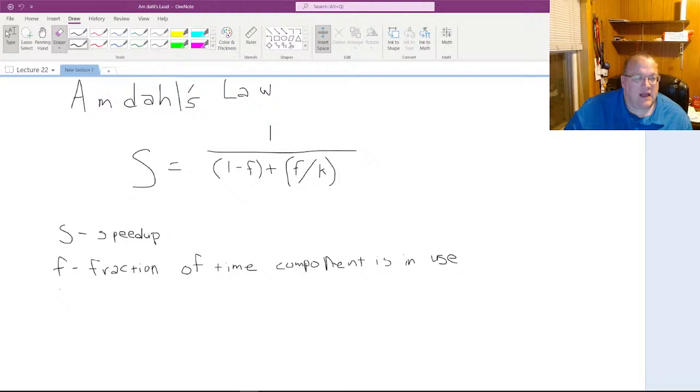And then K is the speed up of the component. And to help us remember this, this is speed up of system. I'm going to say this component is a K, so that we kind of think speed up of component. I know I'm misspelling it, but that's okay.